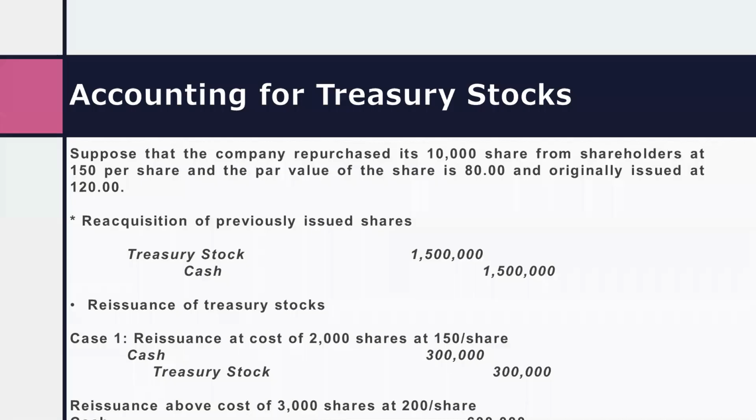Okay, so let's go to the accounting for treasury stocks. Suppose that the company repurchased 10,000 shares from shareholders at 150 per share. The par value of this share is 80. It was originally issued at 120 pesos. So to record the reacquisition of the previously issued shares, we debit treasury stock at 1,500,000. That is 10,000 times 150 per share. Then you credit cash at 1.5 million.